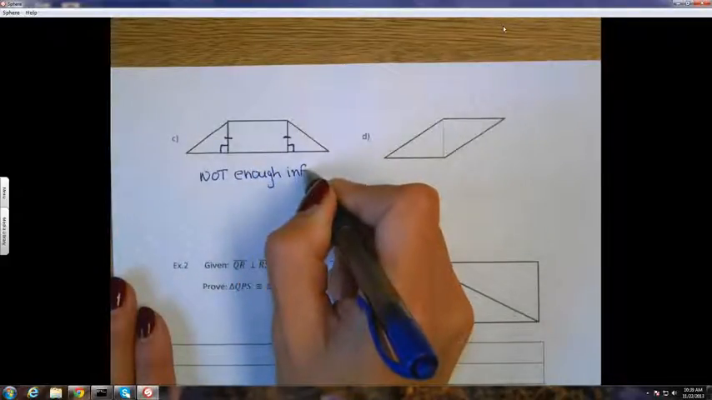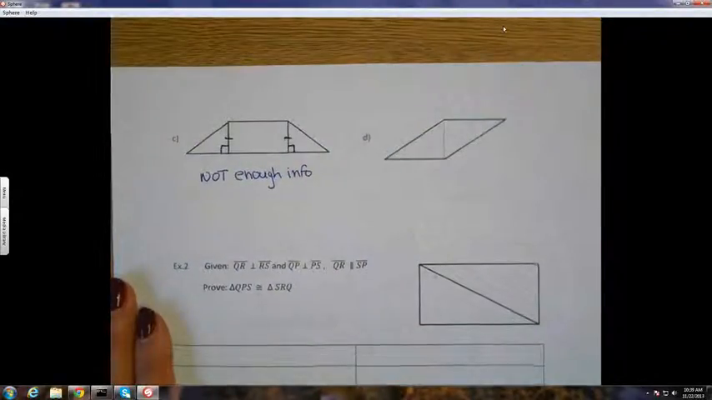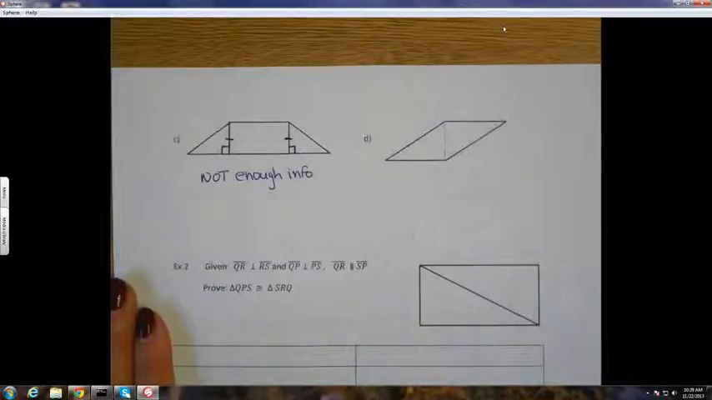There is not enough info here to get those 2 triangles congruent. So don't think you always can get enough. If they don't give you enough information, they don't give you enough information. There's only 2 congruent parts there. You cannot come up with a third part by looks.